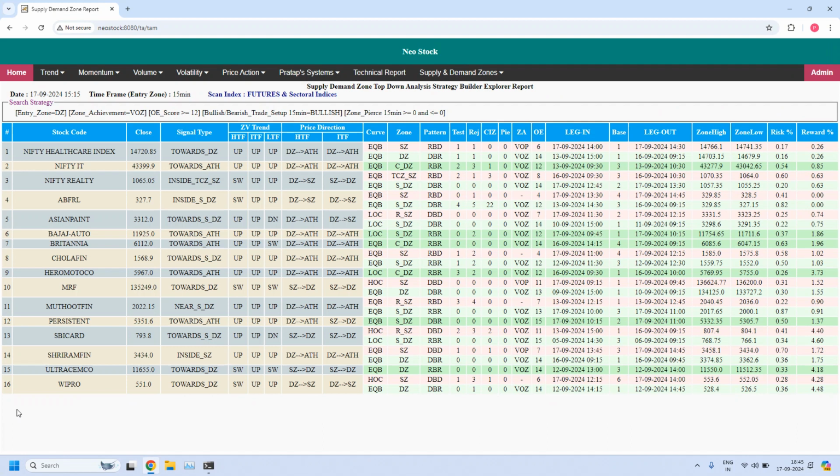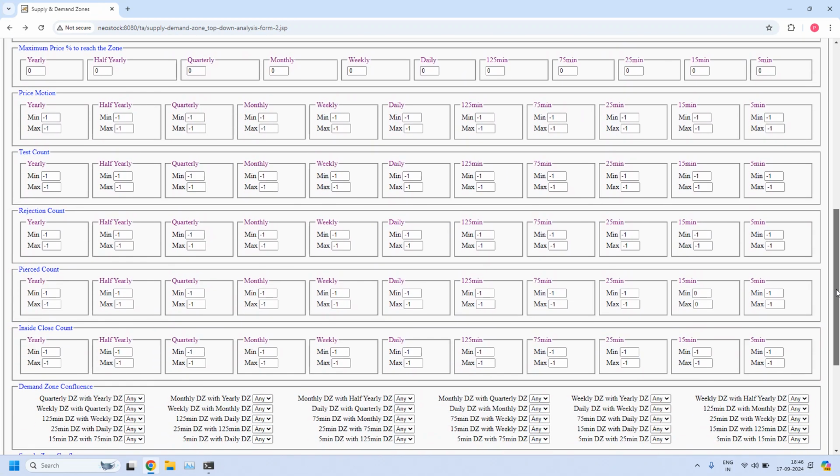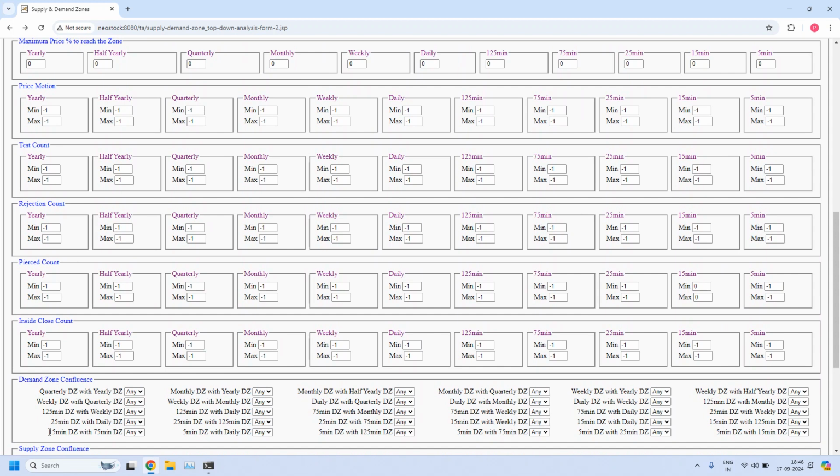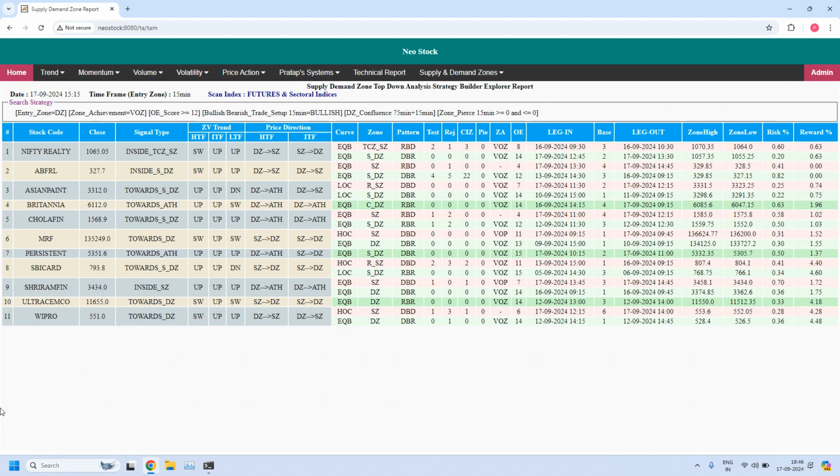Now out of these 16, how many are having ITF confluence? That means 15 minutes demand zone and 75 minutes demand zone confluence. Let's verify. So I am enabling the filter: 15 minutes demand zone with 75 minutes demand zone confluence. Now let's verify. So 11 stocks are filtered out of 16. 11 stocks are having ITF confluence. That means the 15 minute zone is part of the 75 minute zone.